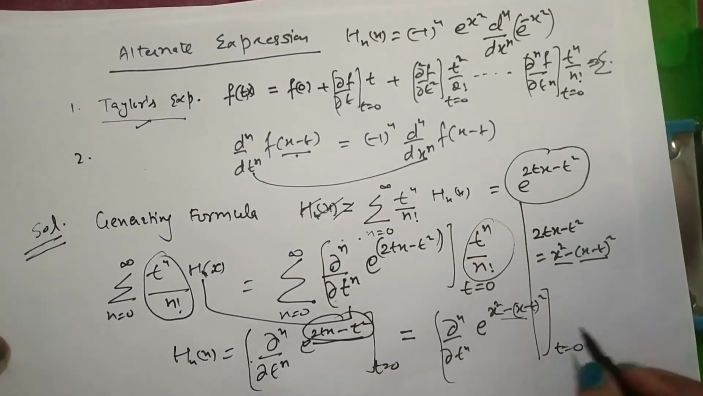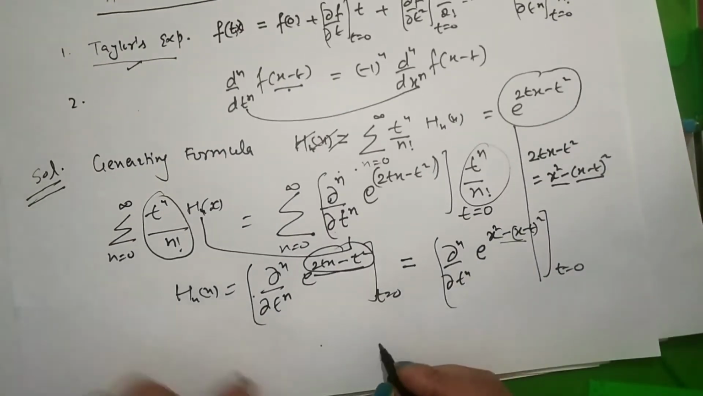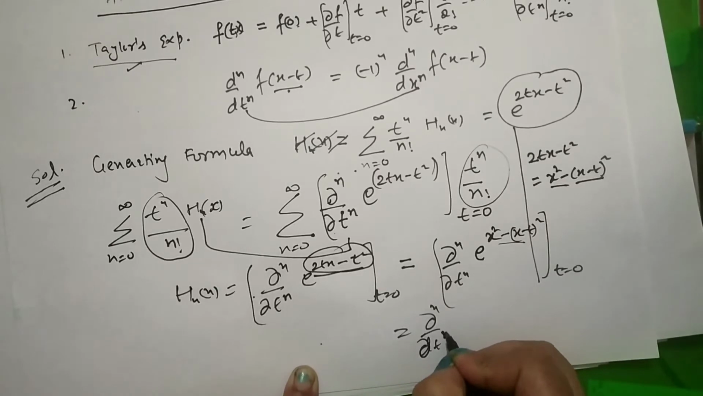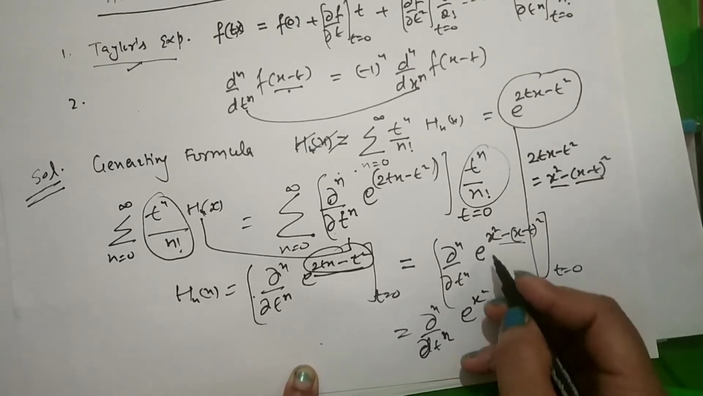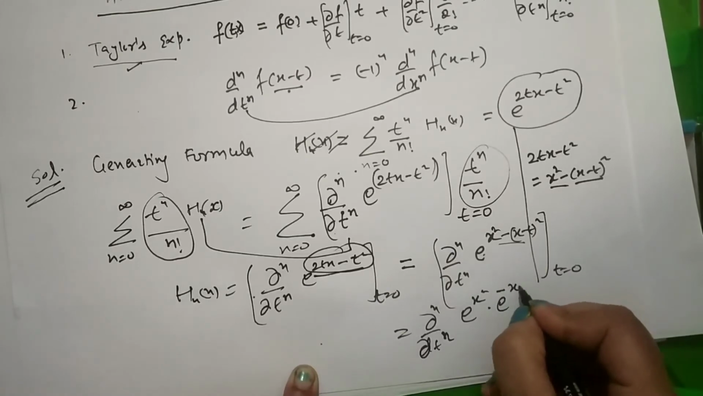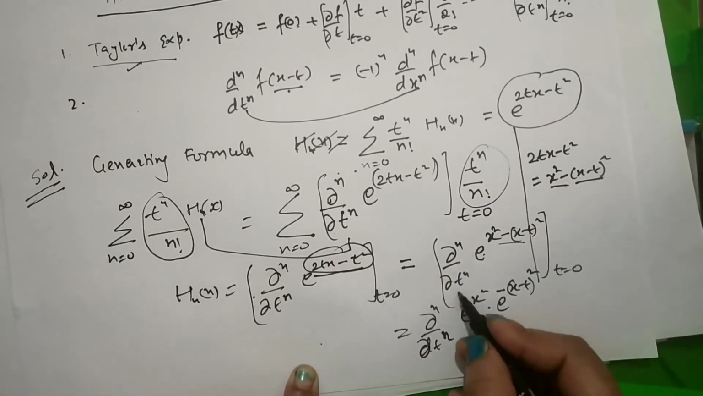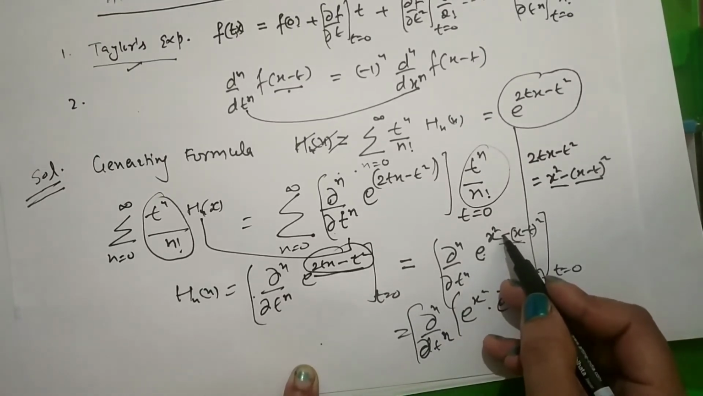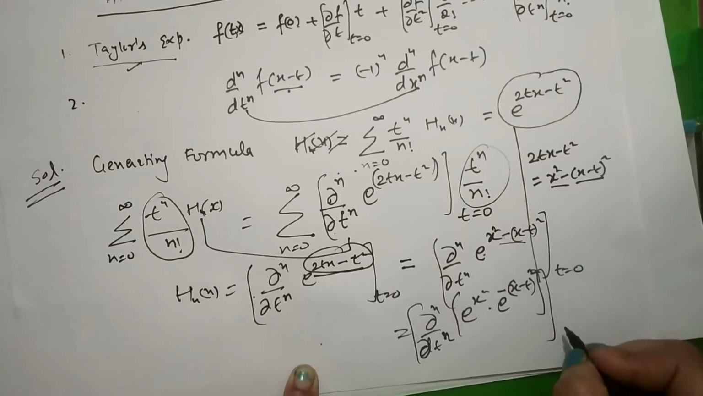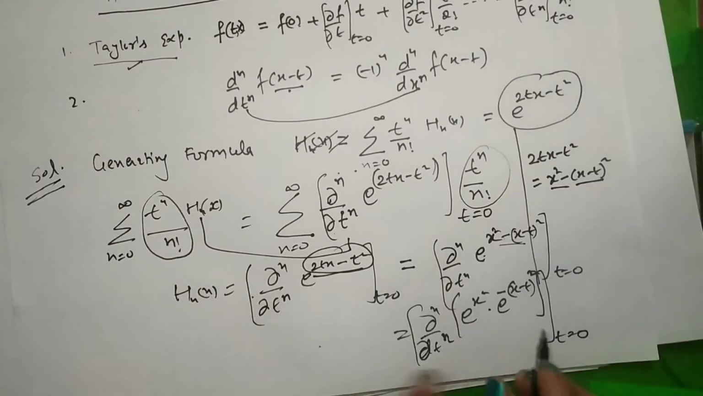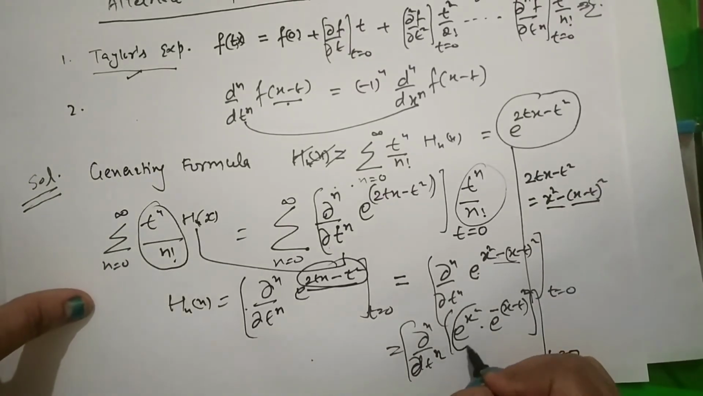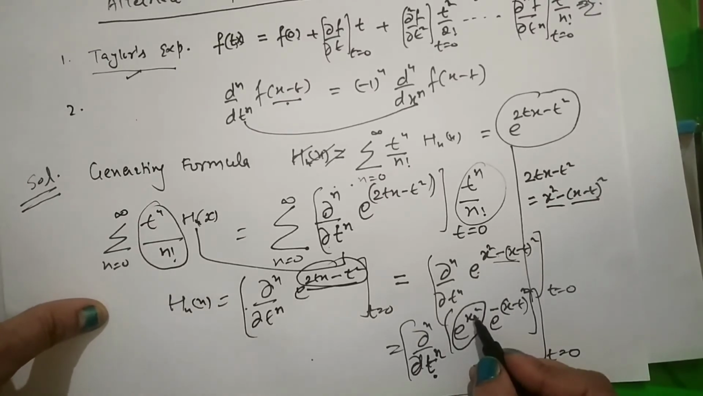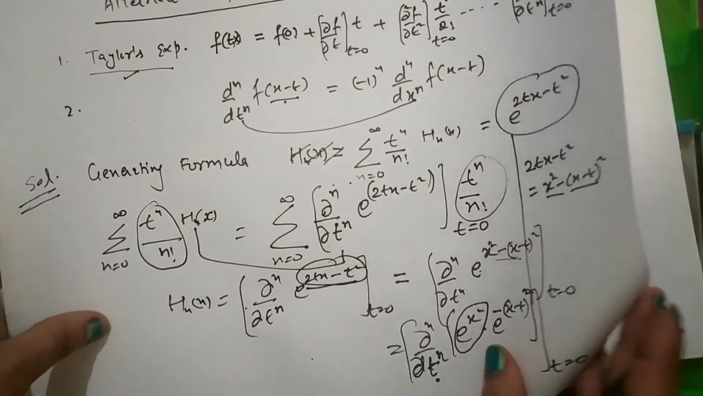Now you can see from here, what we will do: nth derivative with respect to t as it is. Now e raised to power x square we can separate from the power, into e raised to power minus (x minus t) whole square. I separated these two terms because when there is a minus in between the power, we can write it as a product. So t is equal to 0. Right? Now e raised to power x square is independent of this derivative because the derivative is with respect to t. This term contains only x, so we can take it common from the derivative.